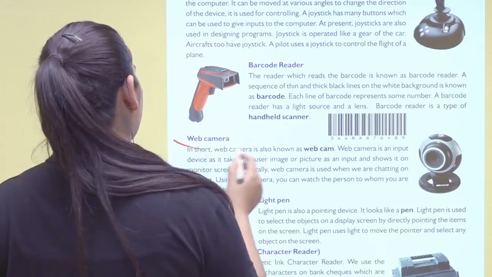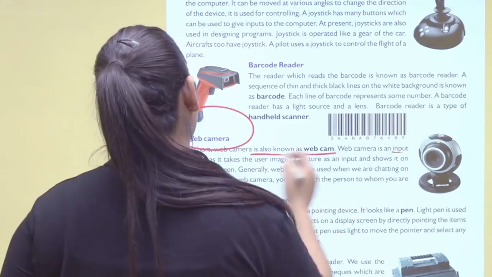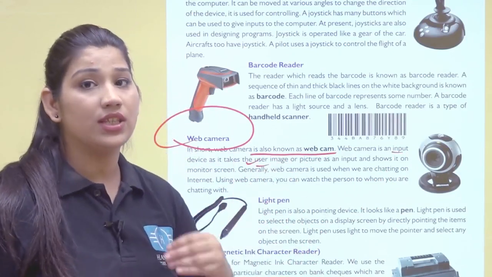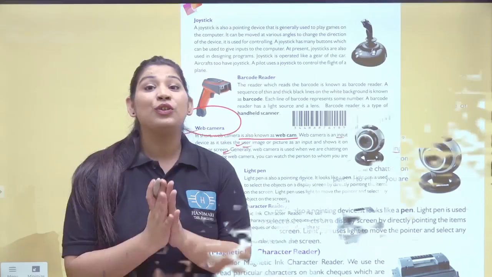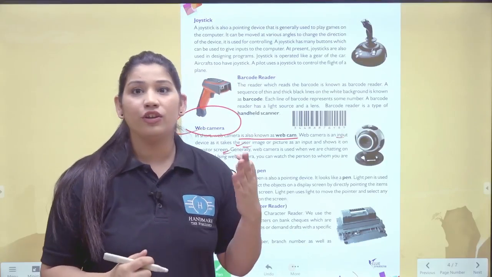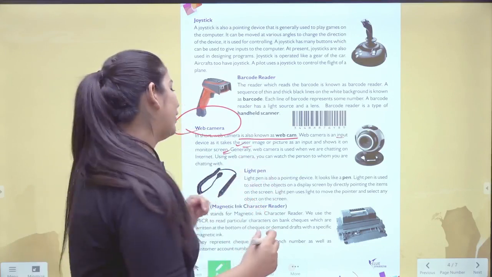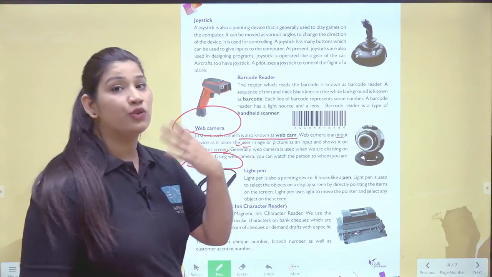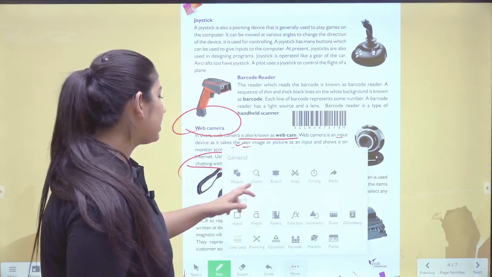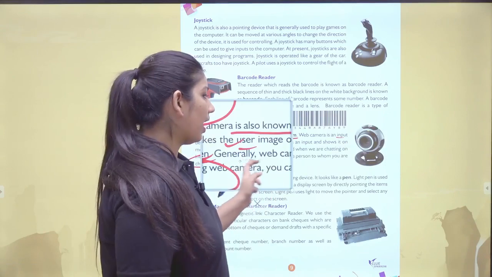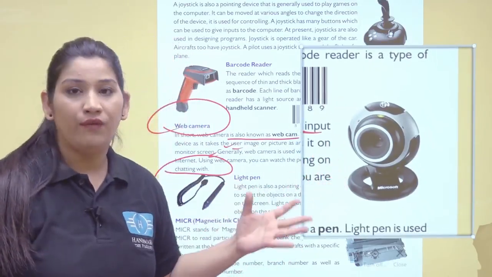Next comes the web camera. In short, a web camera is a webcam. A web camera is an input device and it takes the user's image or picture and shows it on the monitor screen. You must have used a web camera on your computer or laptop while chit-chatting with your relatives or friends. You can watch the person you are chatting with the help of a web camera. Let us have a close look at the web camera. Laptops have an inbuilt webcam. This is the image of a webcam.